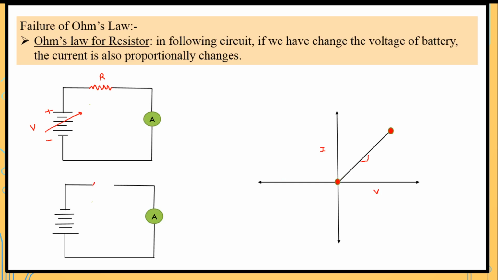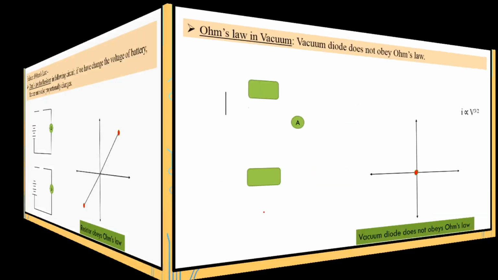Suppose we have changed the polarity of the battery. So here is the negative terminal, here is the positive terminal. This is the variable battery we have connected. As the voltage changes in the reverse direction, the current also changes. So we will get a straight line, and we will get only one value of resistance. So resistance is constant. So we can say that in a resistor Ohm's law is obeyed.